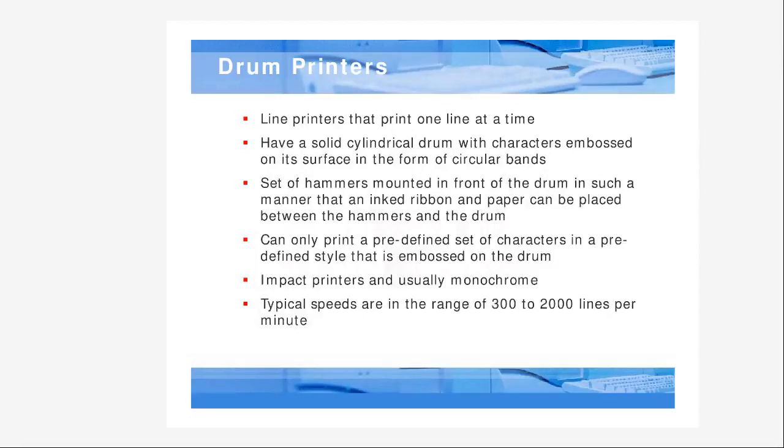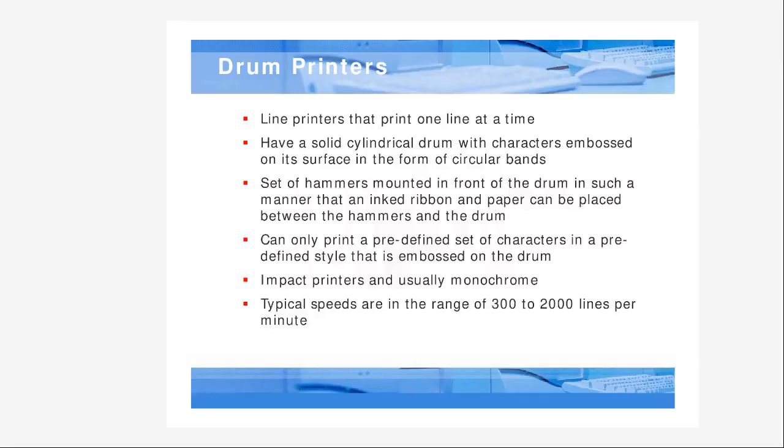Why was it called a line printer? Because it prints one line at a time. That's why it is called a line printer. It has a solid cylindrical drum, according to the name of the printer. What is the name of the printer? Drum printer. That's why it uses a solid cylindrical drum.